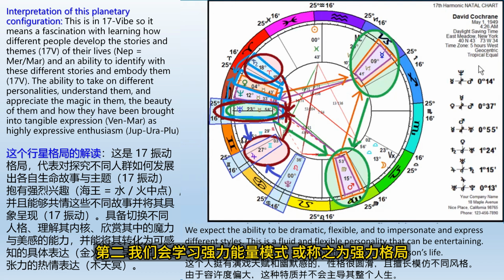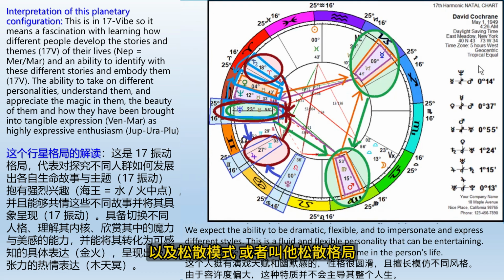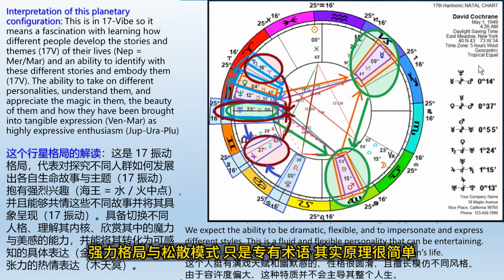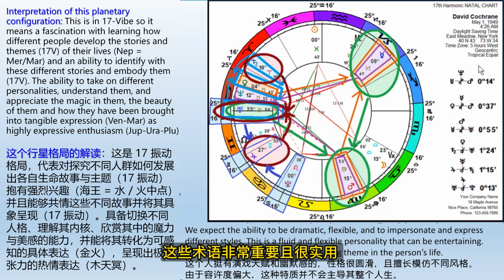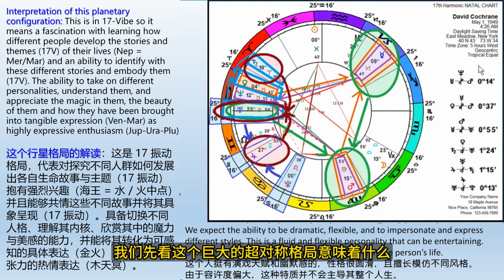Number two, we're going to learn about power patterns. We can call them power patterns or power configurations, and spreading patterns, or you can call them spreading configurations. Power patterns and spreading patterns as well. Very simple, it's just a term we have for them, and very important and helpful terminology. But first, what does this huge supersymmetry pattern mean?